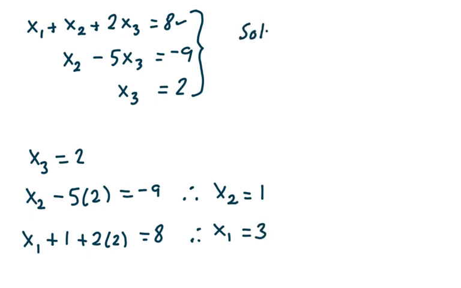So the solution here is the ordered triple, if you will, 3, 1, 2. And that's how you do this example.